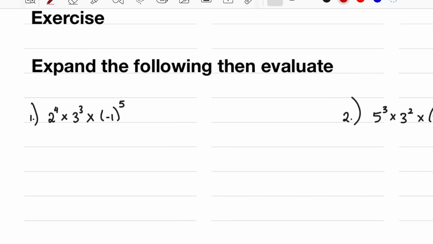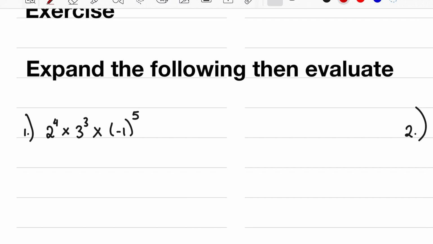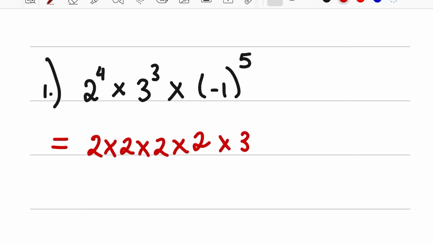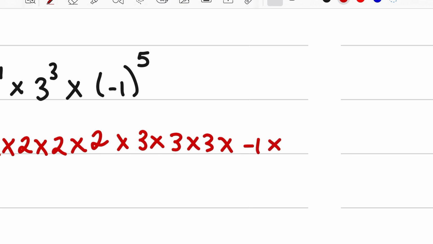Okay, so let's take a look at question 1. This instruction tells us we need to expand the following and then evaluate. So as I would have said before, it's not necessary to expand, but this question specifically asks us to. So we need to expand these indices. So 2 to the power 4 is 2 multiplied by 2 multiplied by 2 multiplied by 2. 3 to the power 3 is 3 times 3 times 3. Then we have minus 1 to the power 5. So minus 1 multiplied by itself 5 times.